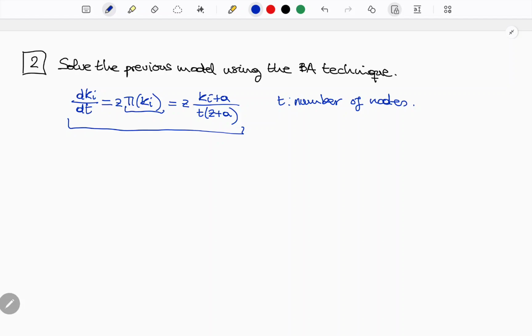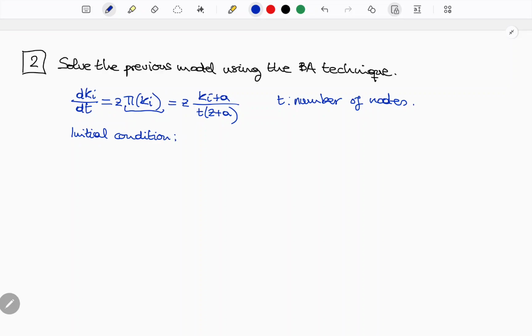Remember that we have to take into account the initial condition of each of these nodes: node i arrives at time t_i with in-degree 0.